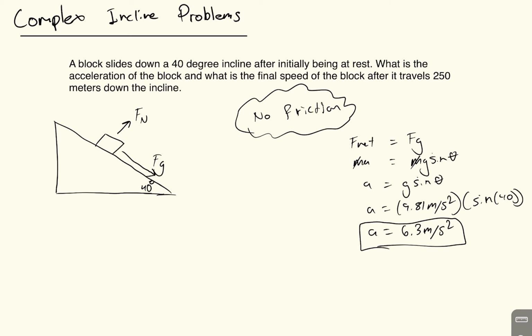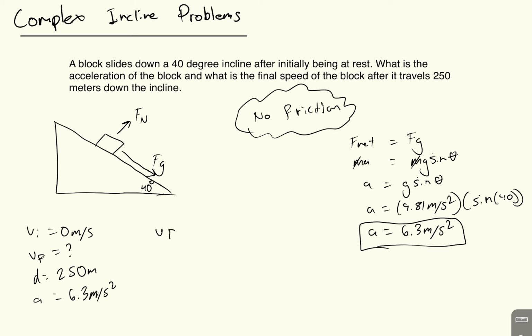So let's just write everything we have. We have our initial speed being 0 meters per second. We have our final speed, which is what we want to know. We have our distance, which is equal to 250 meters. And then we have our acceleration, which we just found to be 6.3 meters per second squared. Now, is there any kinematics equation that we might use that has these four variables?